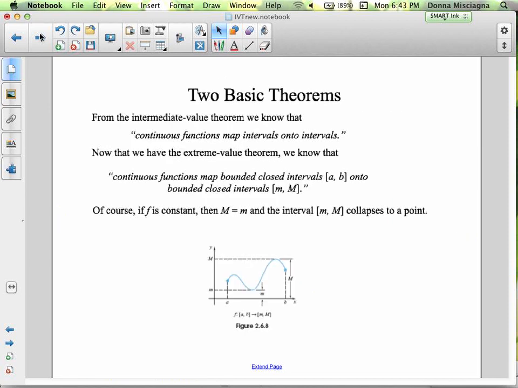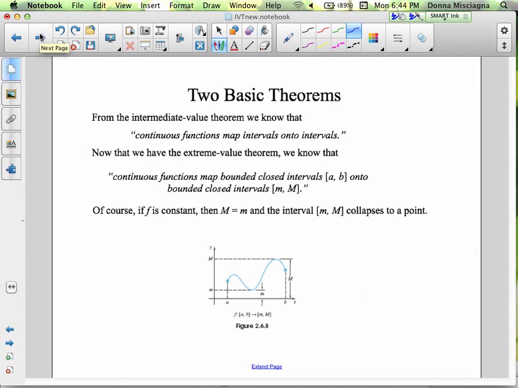So from the intermediate value theorem, we know that continuous functions have continuous intervals, and now we've just looked at what the extreme value theorem is. And so for continuous functions, if we have a bounded closed interval, we're going to have a minimum and a maximum on that interval. And that's basically all that's saying up there. And of course if it's constant, then both our minimum and our maximum are the exact same thing.